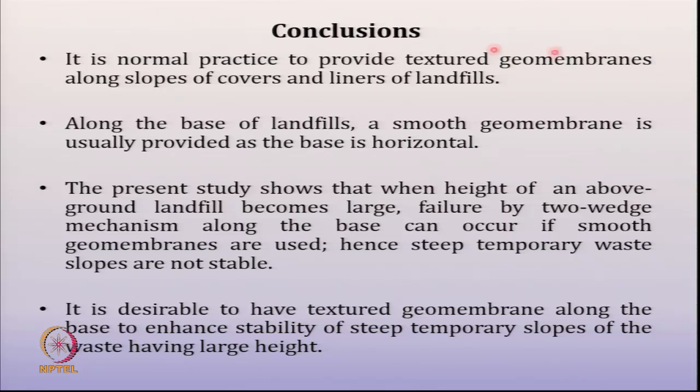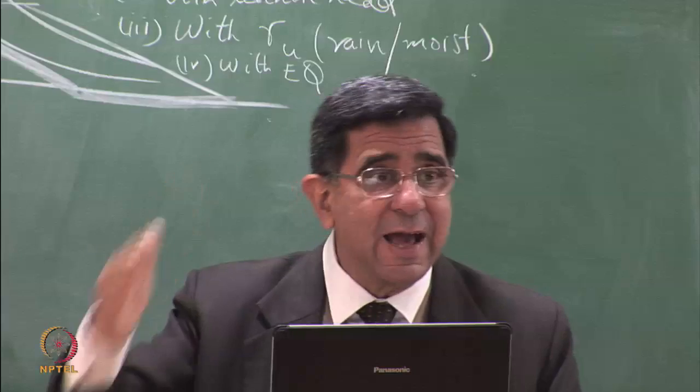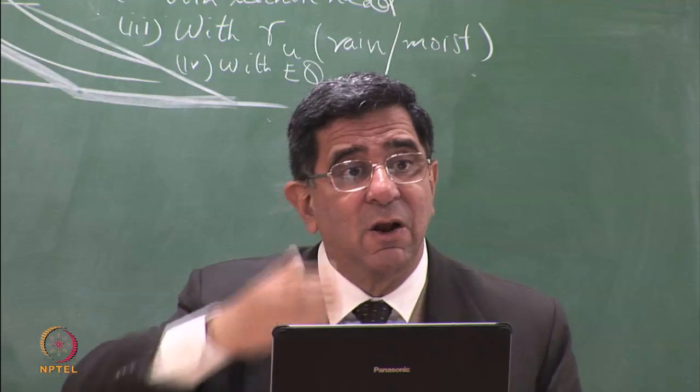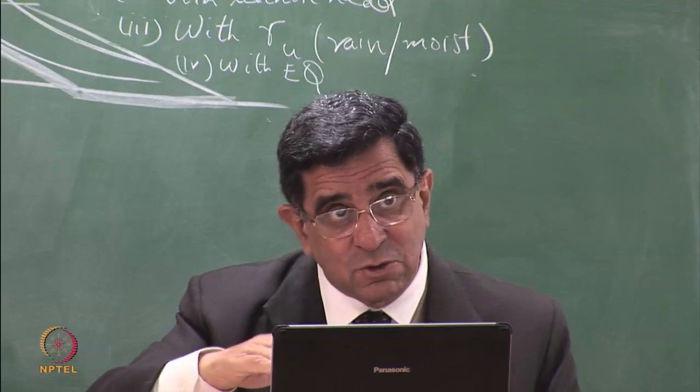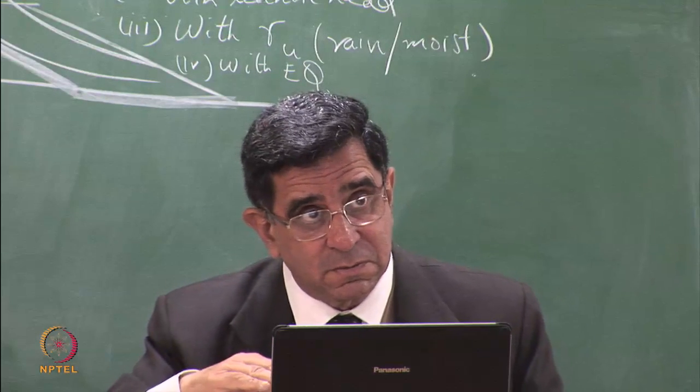So the conclusion is that even if circular stability analysis gives you fine, please go to the weakest interface. It's just like going in the zone dam. You have to do a two wedge method along the core. Similarly here also, please do a 2-wedge method along the base.